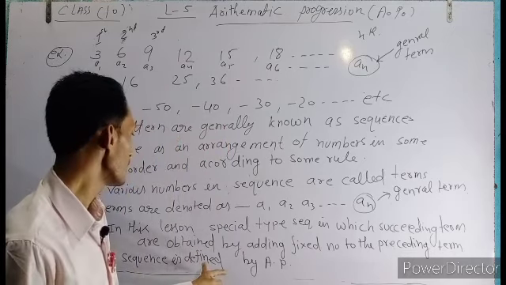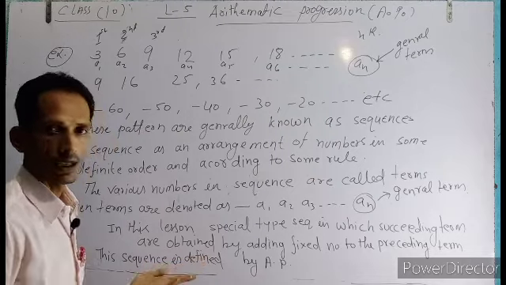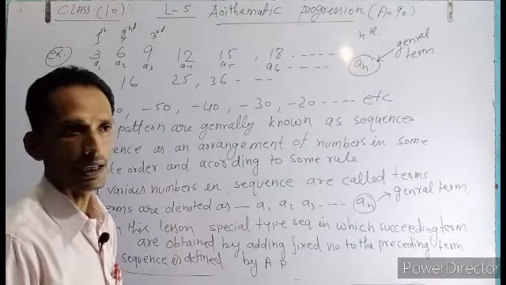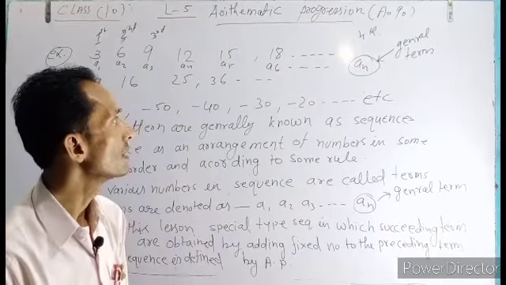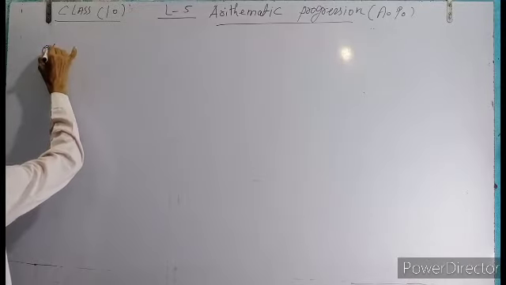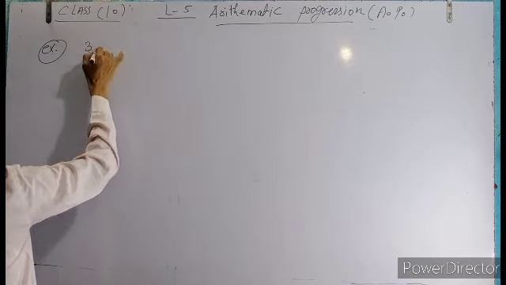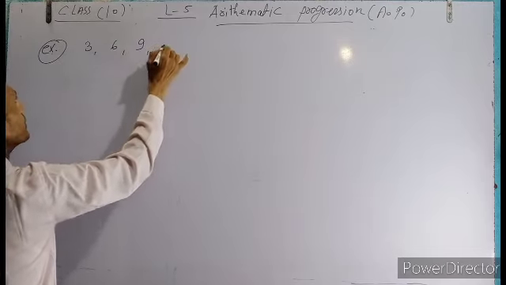This sequence is defined as an AP, or arithmetic progression: when terms are obtained by adding a fixed number, the sequence obtained is called an AP. You can see an example: 3, 6, 9, 12.